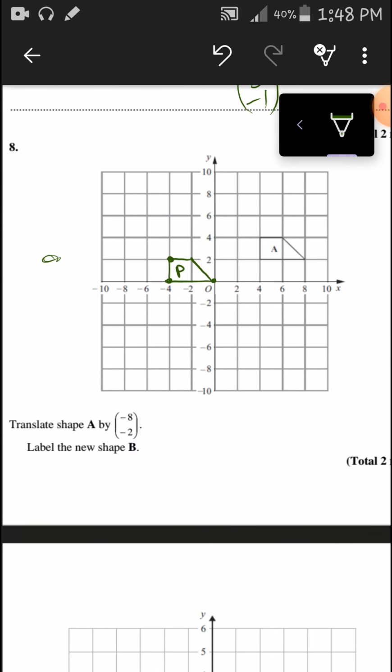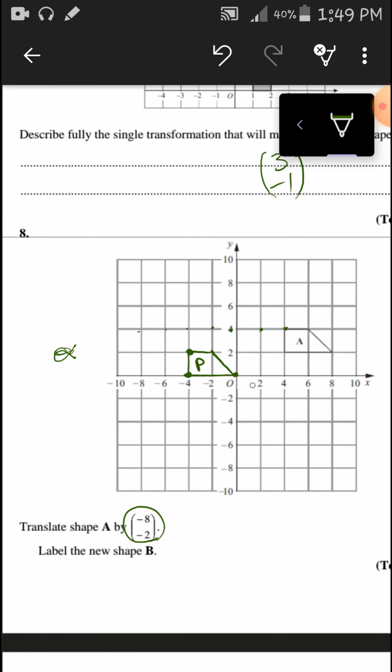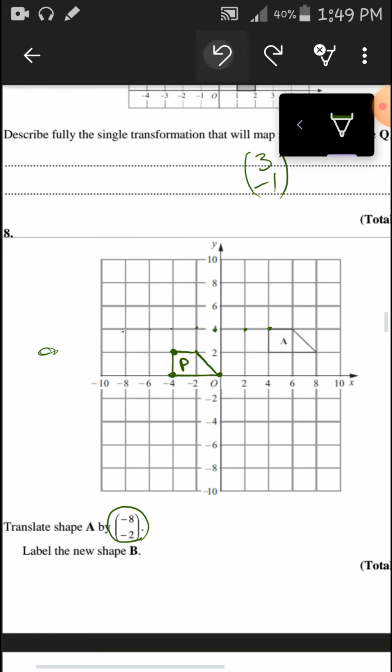In this case, translate shape A by (-8, -2). When you go fast and say it's negative 1, negative 2, negative 3, negative 4, negative 5, it's a mistake, because when you look at the coordinates, each one square was 2 units. So to move 8, it is 2, 4, 6, 8. 2 down is only 1 square because the scale is 1 square for each 2 units on the axis.